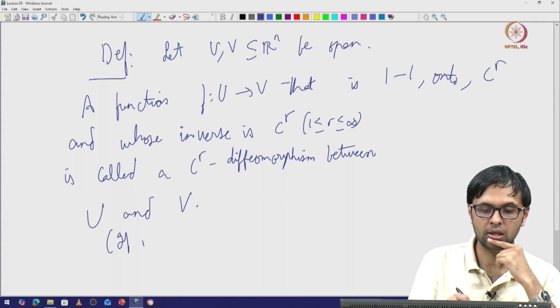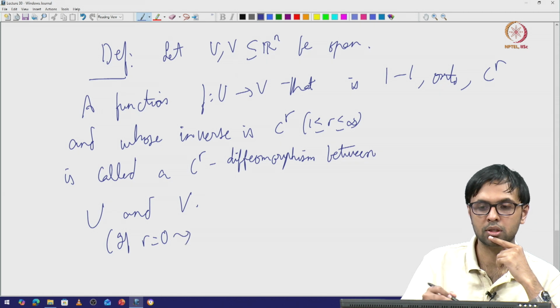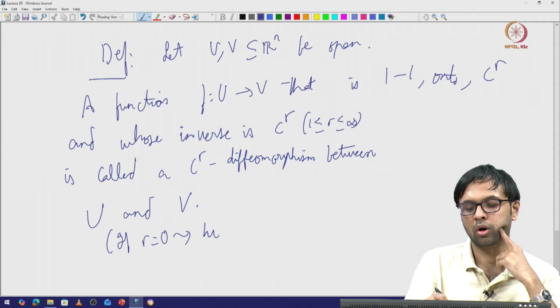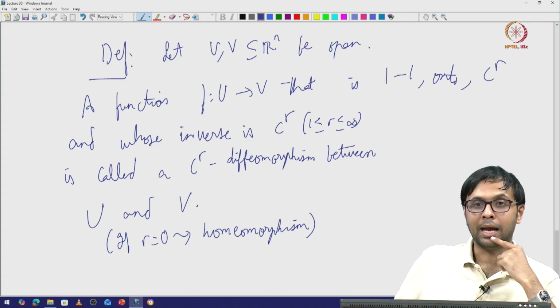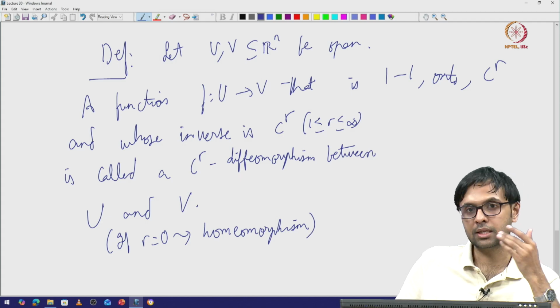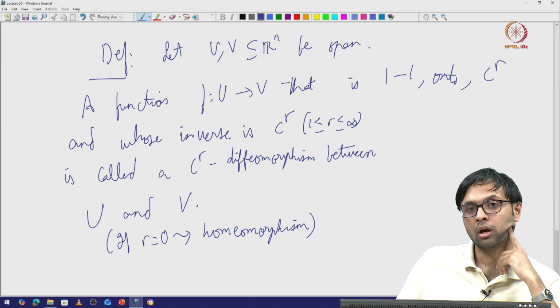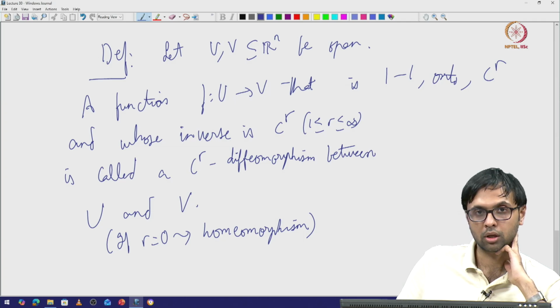If r is 0, that is your function is continuous and its inverse is also continuous, it's called a homeomorphism. Okay. And U and V are said to be C^r diffeomorphic to each other, or if r is 0, they're simply called homeomorphic to each other. Okay. This is standard terminology.